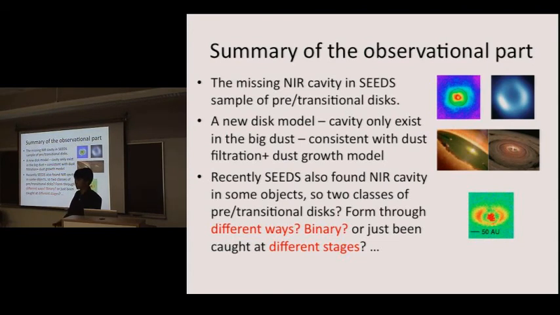for actually a fairly large number of objects. So we propose a new model to explain this, in which the biggest component has a cavity, but the smallest component is relatively smooth. The density could decrease inward to give you a depletion at the innermost part, which may be explained by the dust filtration plus dust growth model. And also, recently, a near-infrared cavity was found in some objects. So the question is, are we seeing two classes of objects? And if it's true, then what is the reason? Thank you very much for your attention.